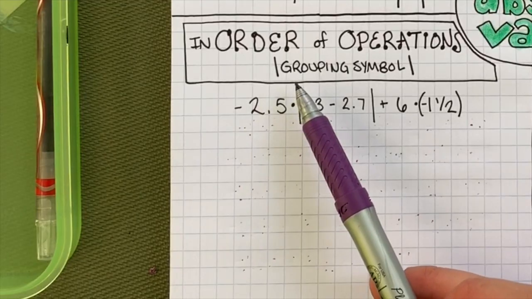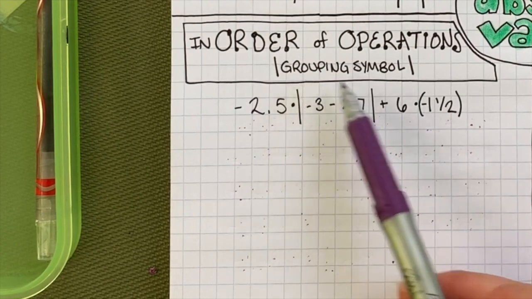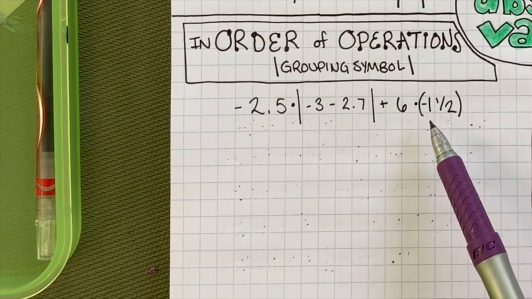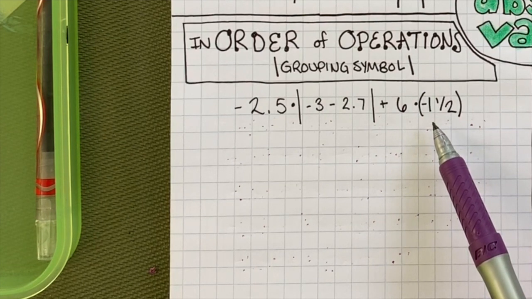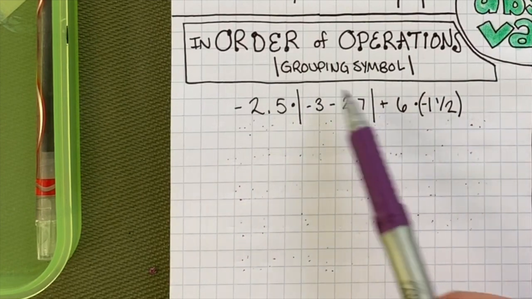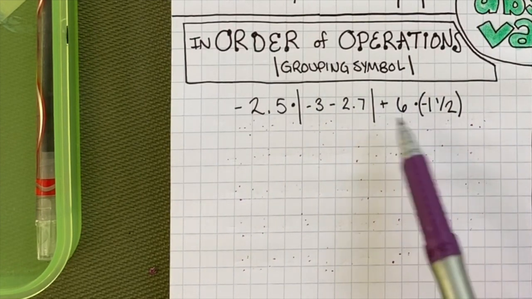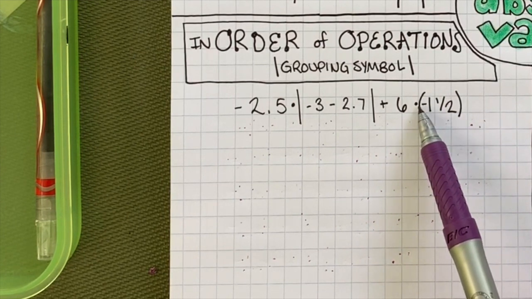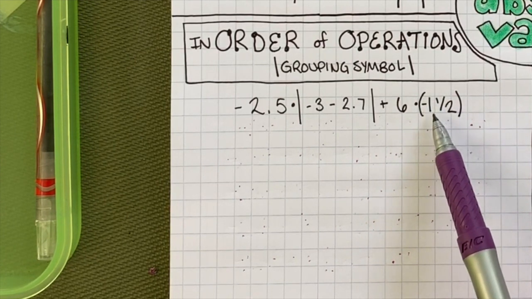We need to recognize that the absolute value is a grouping symbol. We follow order of operations and use properties of operations to simplify and evaluate numeric expressions. Here we have one set of grouping symbols. It's the absolute value symbol. The parentheses here are just to visually separate the multiplication from the negative symbol in front of the 1.